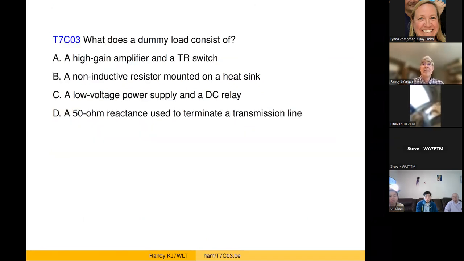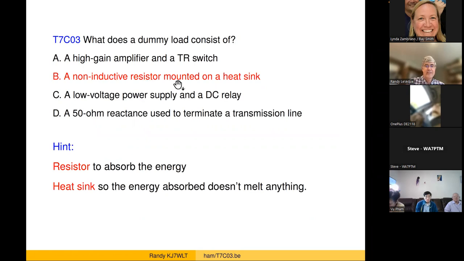So how do you make a dummy load, or how do they make dummy loads? What goes into a dummy load? And the answer here: it's a non-inductive resistor mounted on a heatsink. Just remember that the purpose of the dummy load is to absorb the radio energy. A resistor is good at absorbing the energy, but it converts that energy into heat typically.